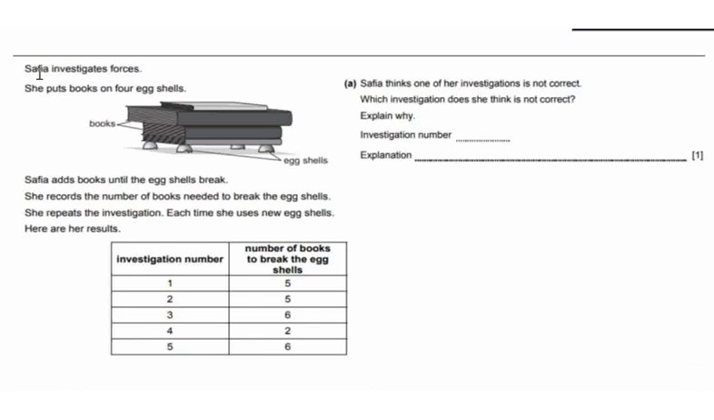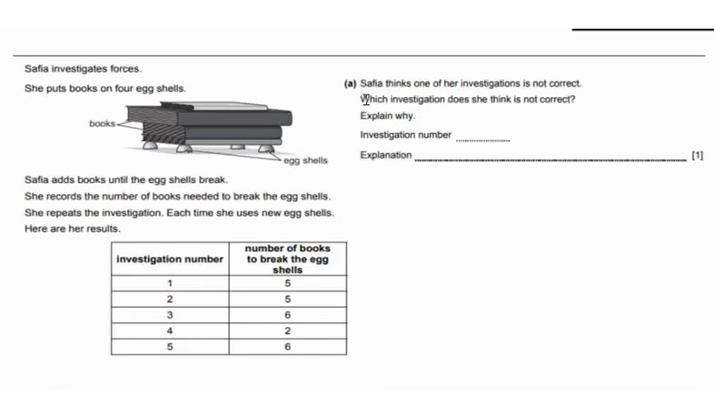Question A. Safia investigates forces. She puts books on eggshells. Safia adds books until the eggshells break. She records the number of books needed to break the eggshells. She repeats the investigation each time using new eggshells. Here are her results in the table. Investigation number 1, 2, 3, 4, 5. Number of books to break the eggshells: 5, 5, 6, 2, and 6.